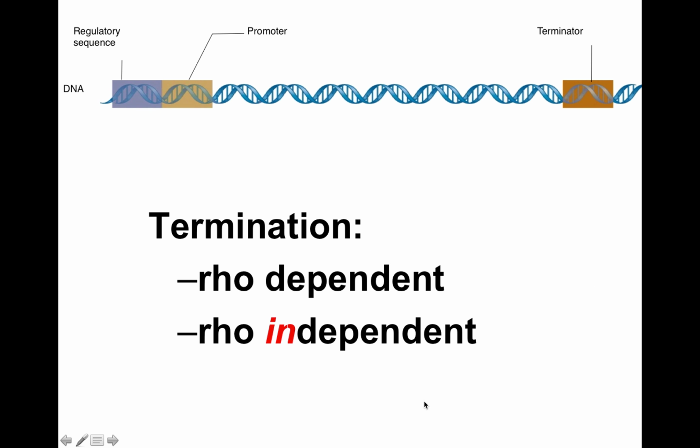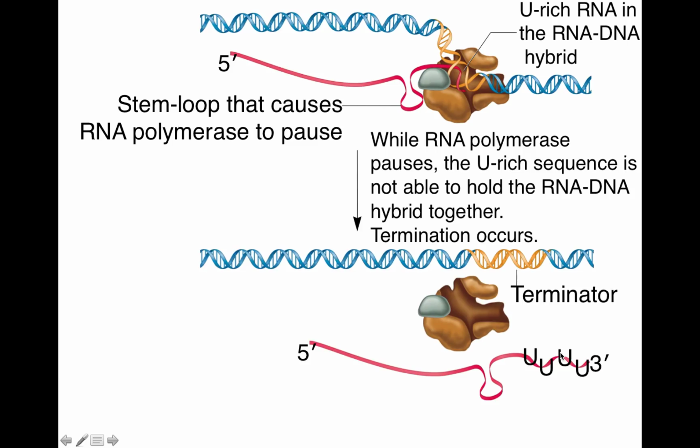Okay, sorry. What about rho-independent termination? Rho-independent termination is just like rho-dependent termination. It has a stem loop that causes RNA polymerase to fall off. It just doesn't have the RUT sequence or the rho factor. The stem loop that causes RNA polymerase to pause forms as the RNA polymerase gets towards the end of the gene.